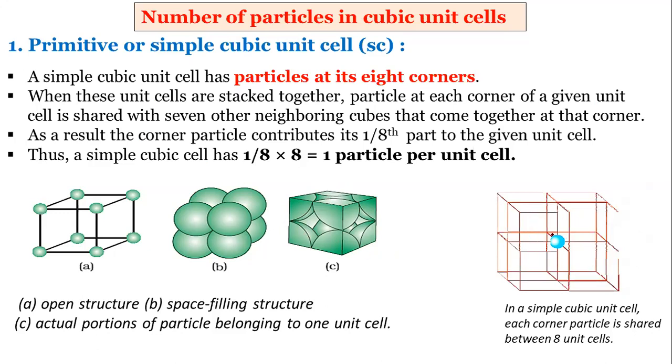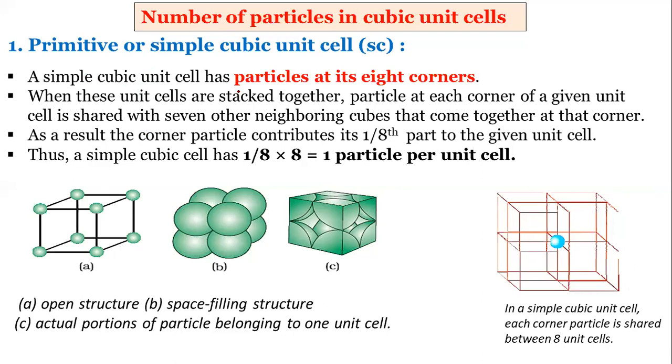In this diagram we can see there are 8 unit cells: 1, 2, 3, 4, 5, 6, 7, and 8. These are simple cubic unit cells. Each corner particle is shared between 8 unit cells. After combining these 8 unit cells, we find that one particle will be prepared. So how this one particle is prepared is explained here.